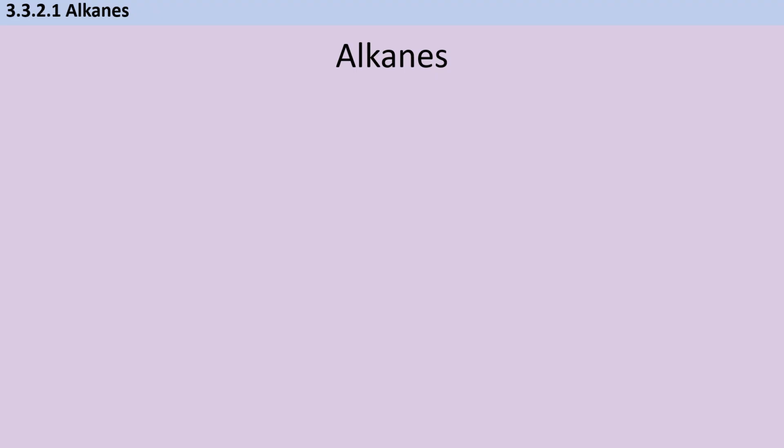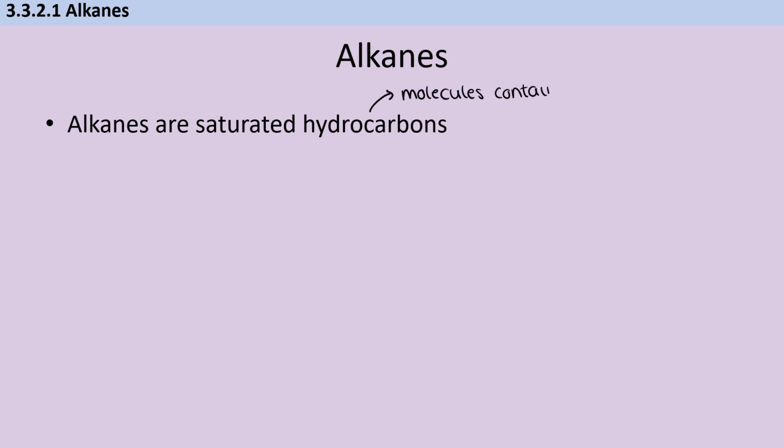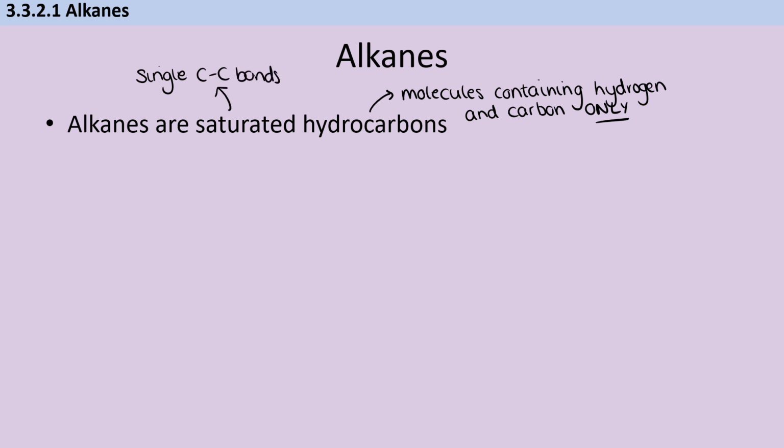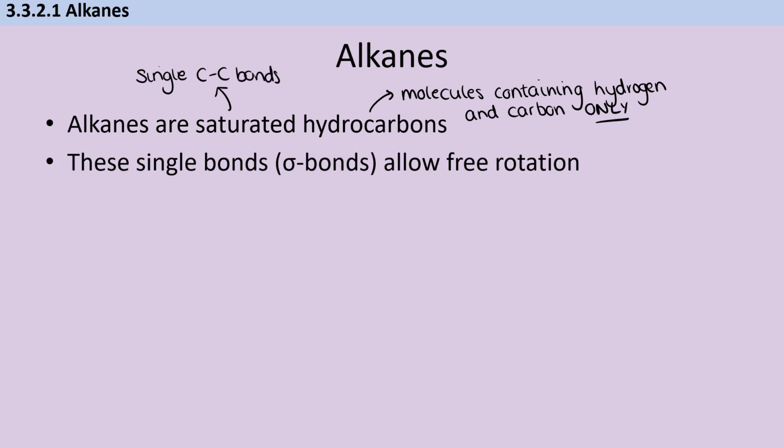In GCSE chemistry you learnt that alkanes are saturated hydrocarbons. You should know that a hydrocarbon is a molecule or compound that only contains carbon and hydrogen atoms with nothing else. Saturated means that all of the bonds between these carbon atoms are single bonds. Those single bonds are not able to rotate, and this means that alkanes do not exhibit EZ isomerism.